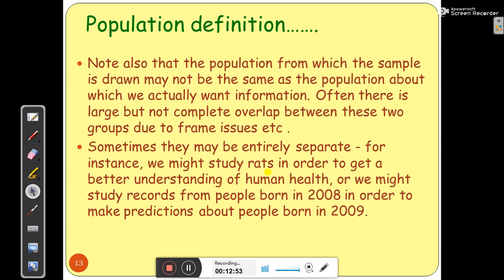So if you are going to understand human health, in some cases we are studying the rats first, so that is a difference. Okay, different sampling, so that is also a different dimension of this study about sampling. Or we might study records from people born in 2008 in order to make predictions about people born in 2009. So those can be entirely separate things, but sometimes there might be overlap also.